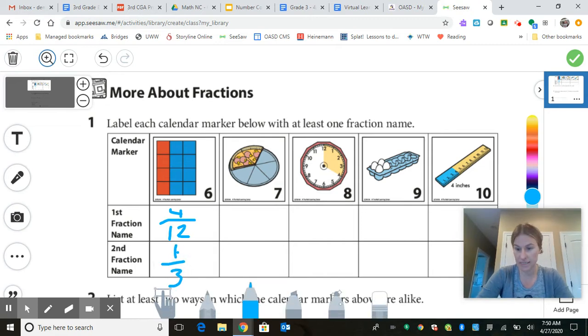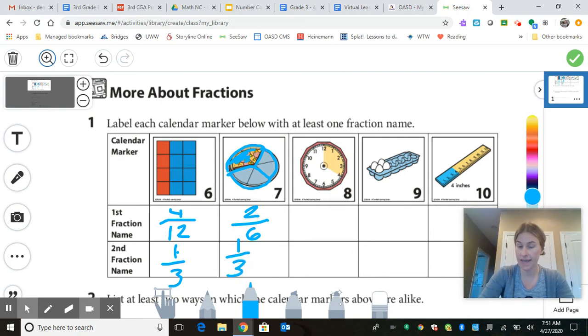Now, same with the pizza. I see 2 pizza slices, and the pizza should have a total of 6. So that could be 2/6. But if you look at it a little bit differently, you see 3 groups of 2. And when I split it up that way, it is 1/3.